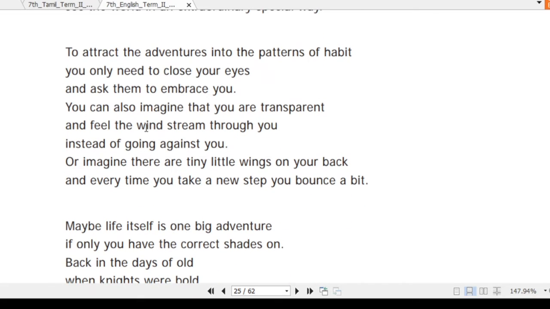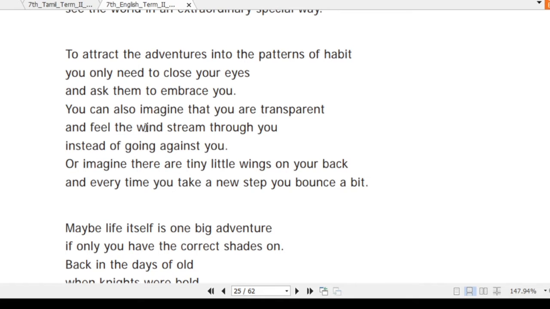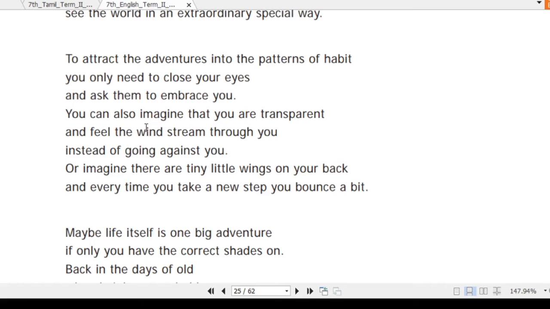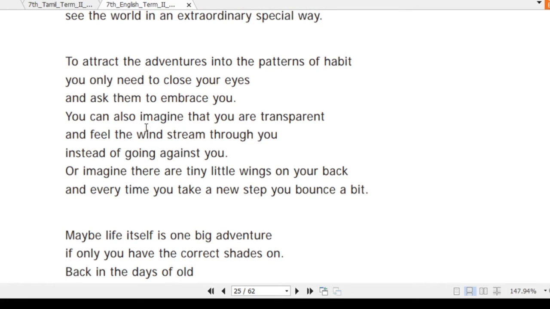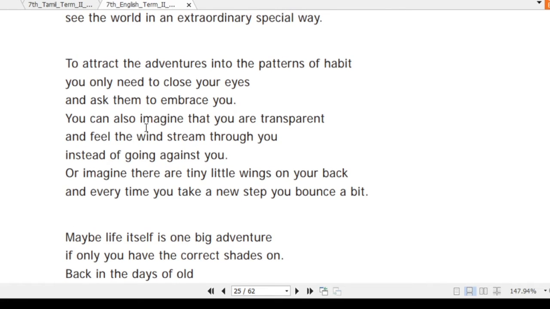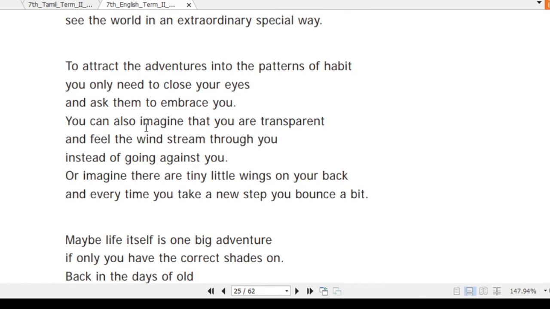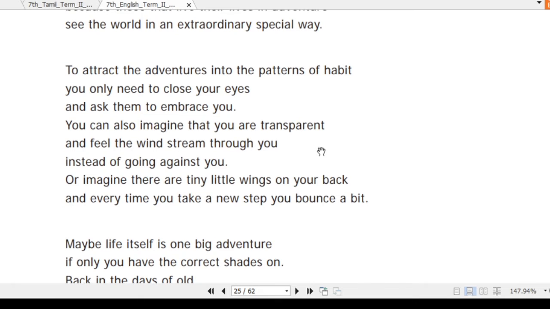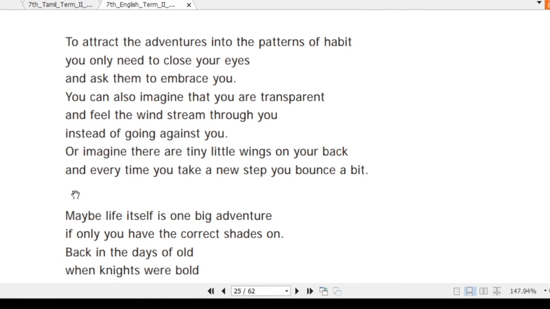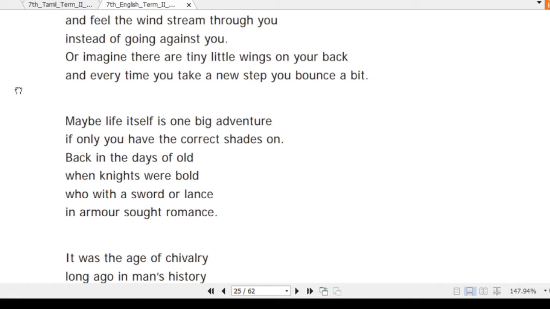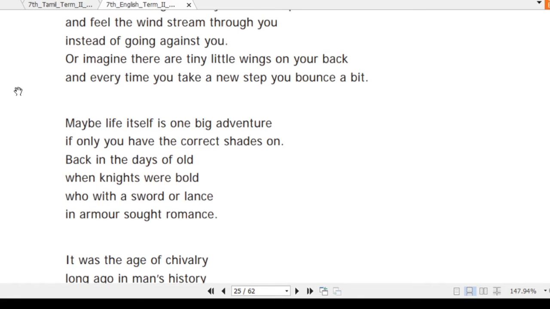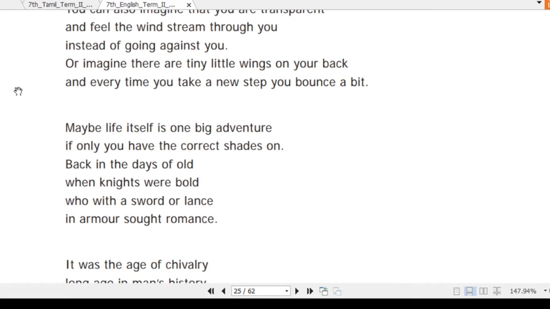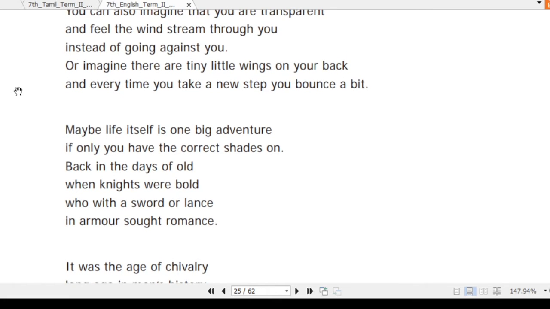To attract adventures into the patterns of habit, you only need to close your eyes. That is, you have to dream. Dream and ask them to embrace you, follow you. You can also imagine that you are transparent and feel the wind stream through you. Instead of going against you, you have to allow the wind to go into you rather than passing away. Okay, you have to think and dream.